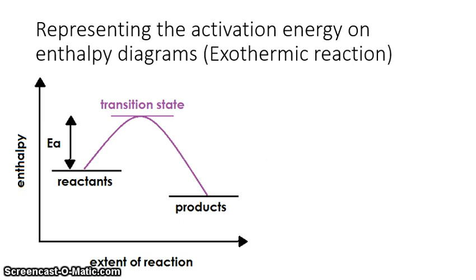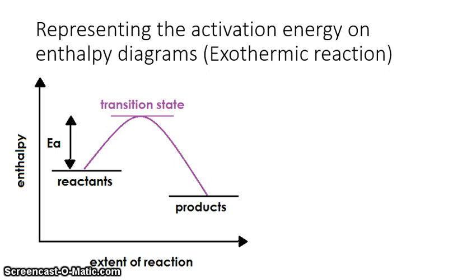Okay, so we can represent the activation energy on an enthalpy diagram. You've seen enthalpy diagrams before, but you won't have seen the transition state drawn on it. So the enthalpy diagram just shows how the enthalpy changes as the reaction goes on. You can see how the reactants have more energy than the products because it's an exothermic reaction. So in an exothermic reaction, remember, energy is being given out to the surroundings, so therefore the reactants have got to have more energy than the products. So in this case, the reactants have more energy than the products.